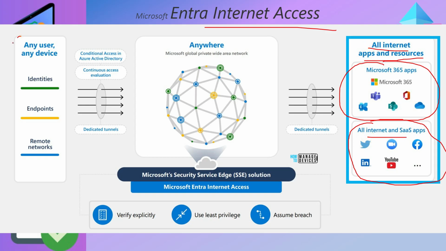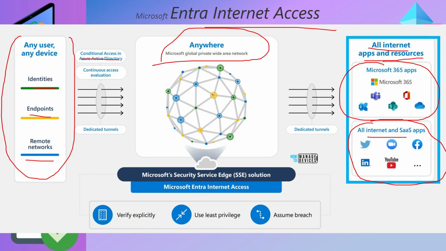And again, on the left side it is the same: identities, endpoints, and remote networks. It uses conditional access in Entra ID and then continuous access evaluation. Then it reaches the global private wide area network, where you will have Microsoft Entra Internet Access.